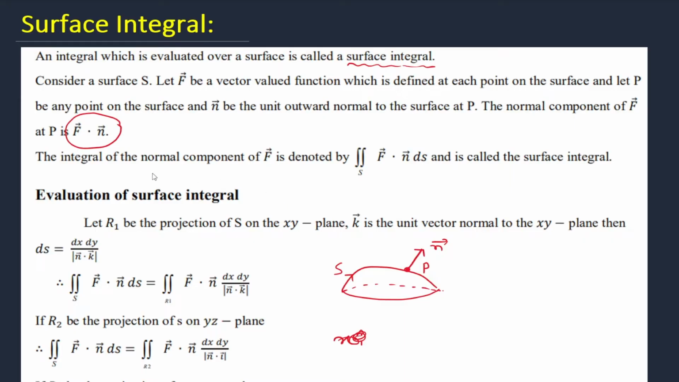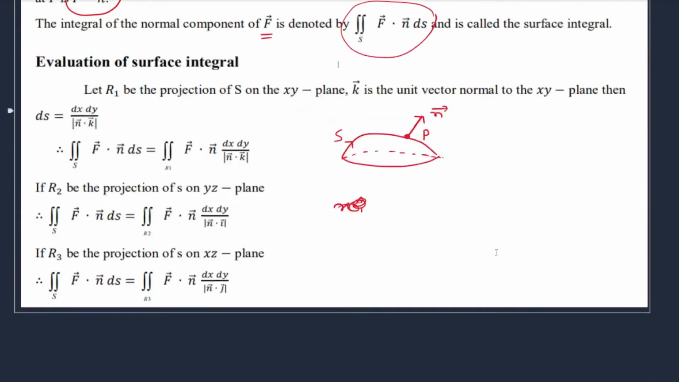Now if we integrate this particular normal component of F bar, it will be denoted like this: double integration over S. Since it is a surface, there will be two variables, that's why double integration of F bar dot N bar ds, and this particular integral is called the surface integral. Now how will we integrate this surface integral? That we will try to understand now.